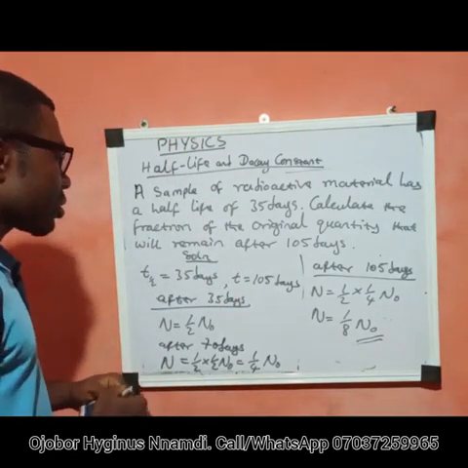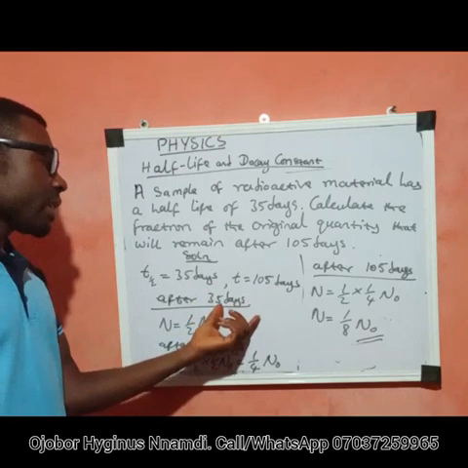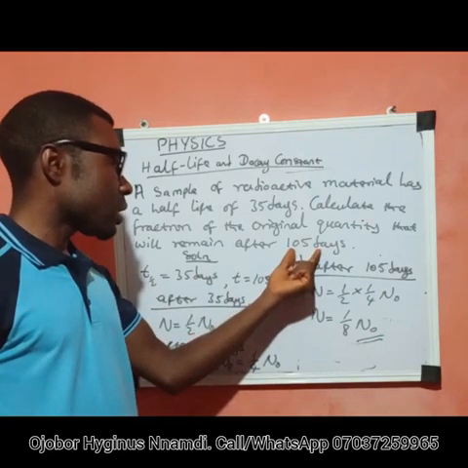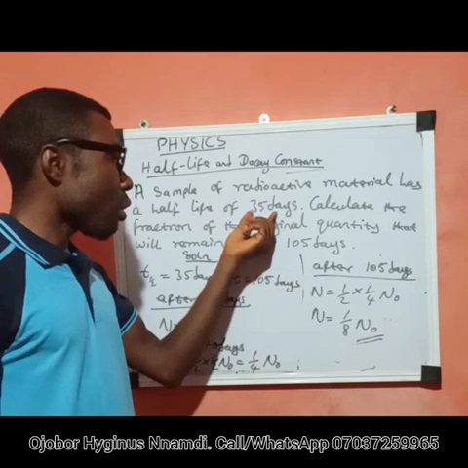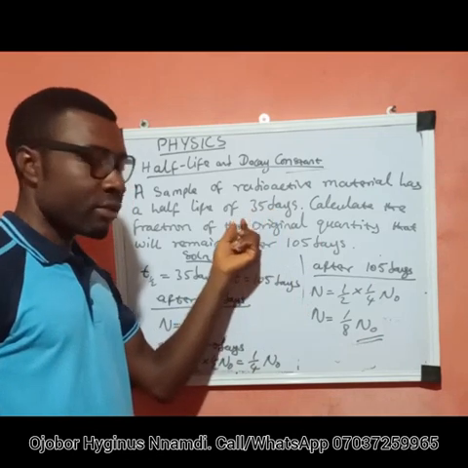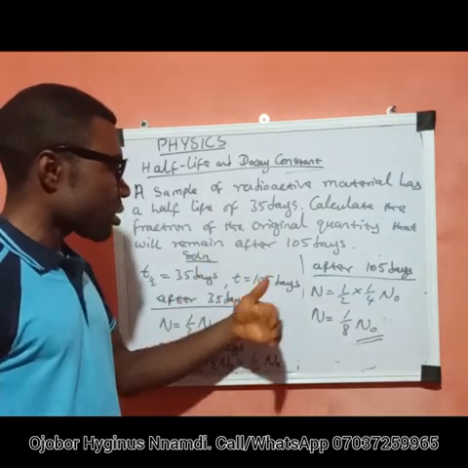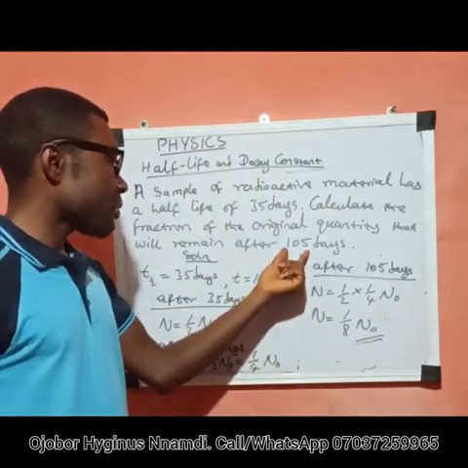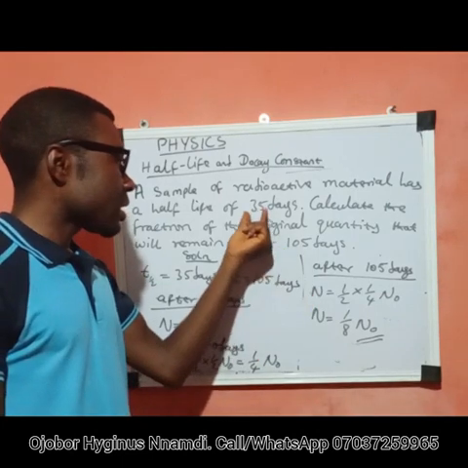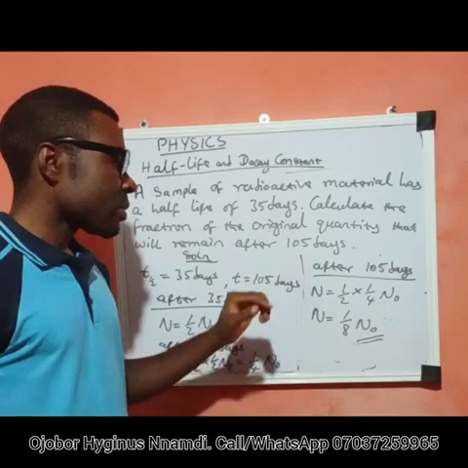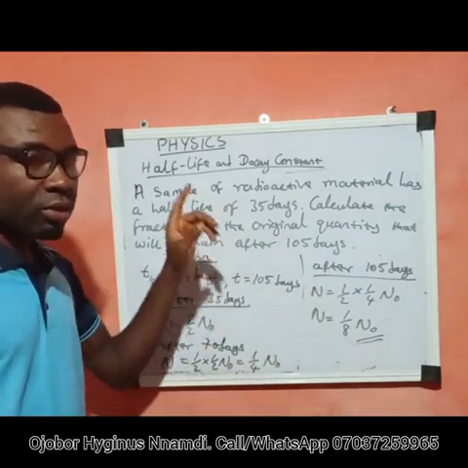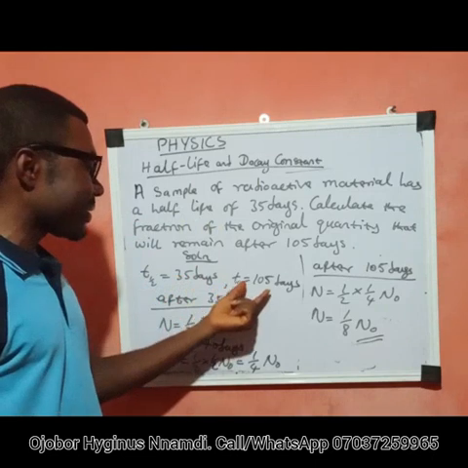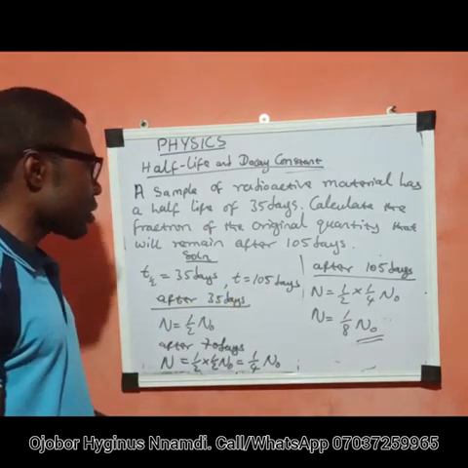So it depends on which method you use, but this method is only applicable if the time for the decay is a multiple of the half-life: 2 times the half-life, 3 times, 4 times, 5 times the half-life. But if the time for the decay is not a multiple of half-life, like if this is 100 days, you know that a multiple of 35 cannot give you 100, then we can't use this last method. We use the first or the second one, where we can substitute directly the half-life and the time for decay. So you should take note of that.